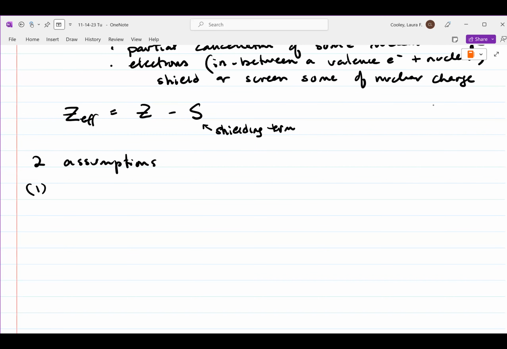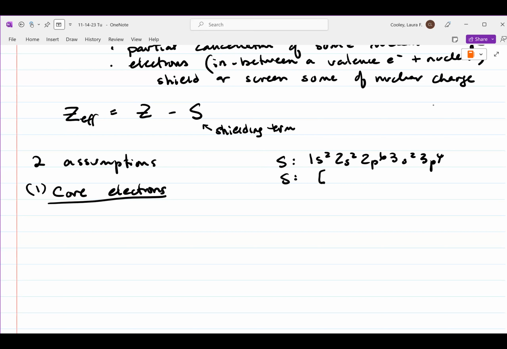The first one was that core electrons, and remember what core electrons are. When you write an electron configuration, say for sulfur, you have 1s2, 2s2, 2p6, 3s2, 3p4. A lot of times we write it as neon, 3s2, 3p4. The neon part is what we call the core electrons.